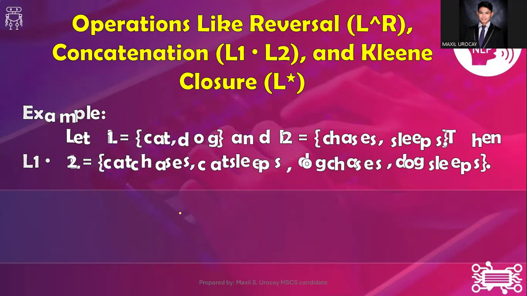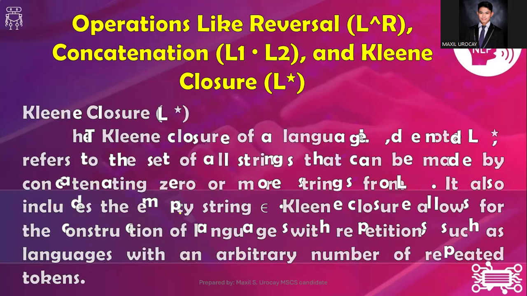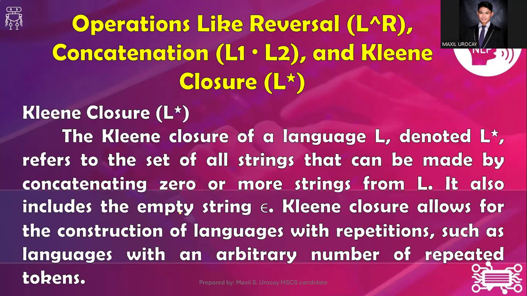And then we have here the Kleene closure. For Kleene closure, we mentioned earlier that this is denoted as the Kleene star, and it refers to the set of strings that can be made by concatenating zero or more strings from L. It also includes the empty string. Kleene closure allows the construction of languages with repetition, such as languages with an arbitrary number of repeated tokens.